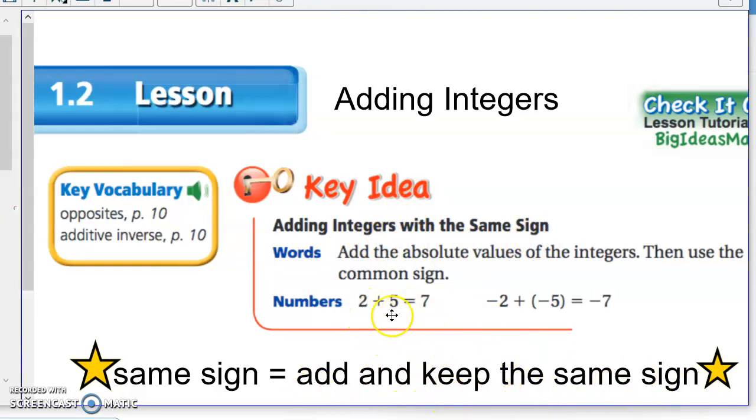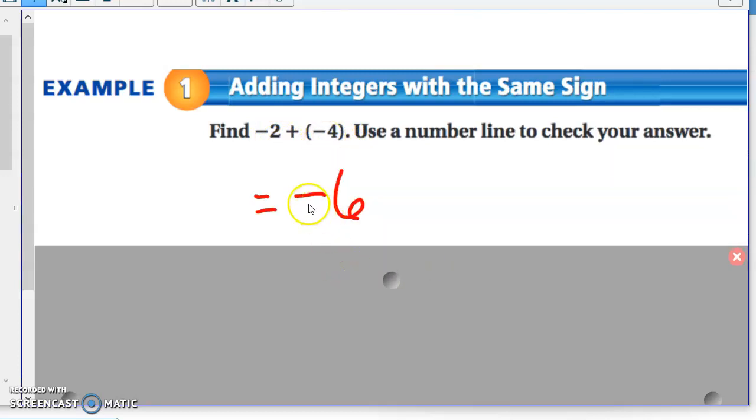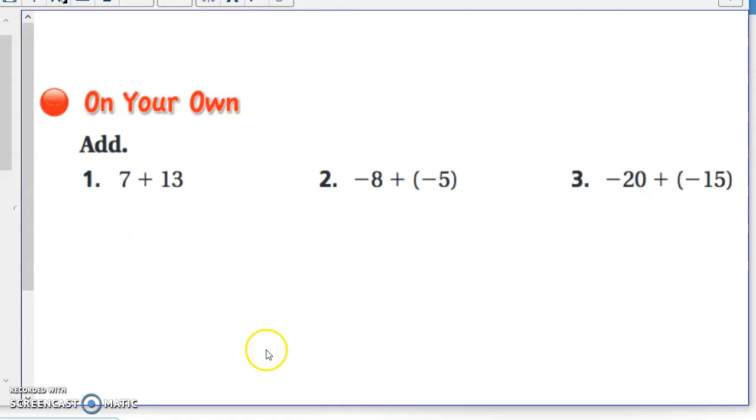So if you have 2 plus 5, those are both positive numbers, so I would add them, keep the same sign. The answer is 7. If I have -2 plus -5, those are both negative numbers, so I add them together and keep the same sign. So looking at this example, these are both negative numbers, so I would add 2 plus 4 is 6 and keep the same sign, so the answer of course would be -6. You can pause the video and try doing these three on your own.